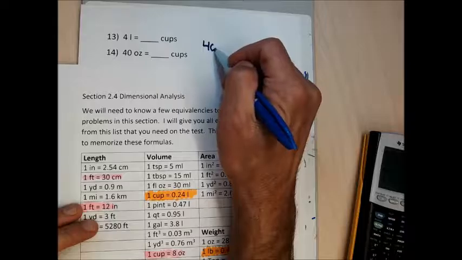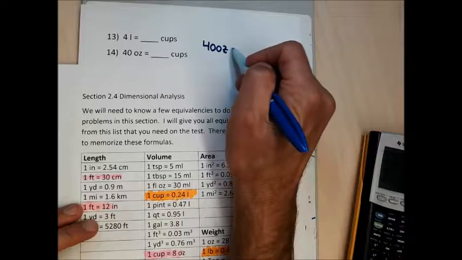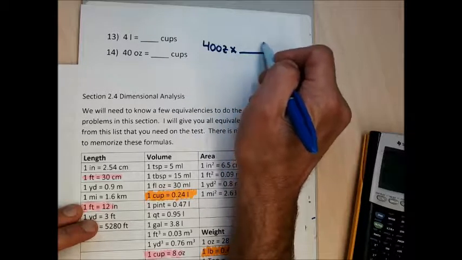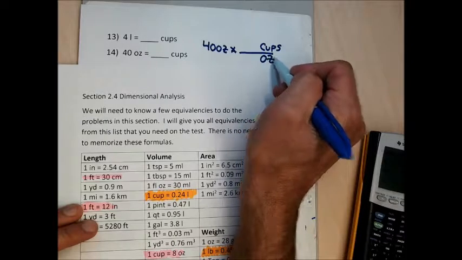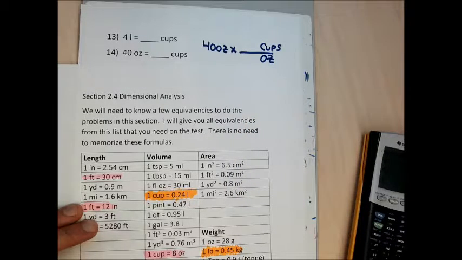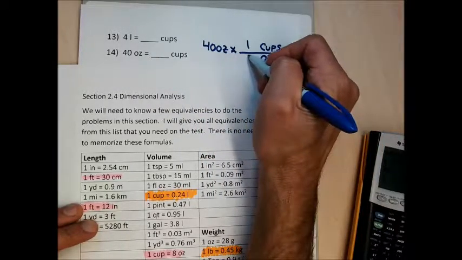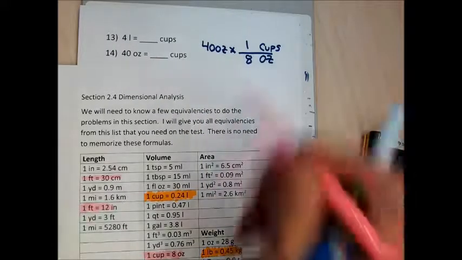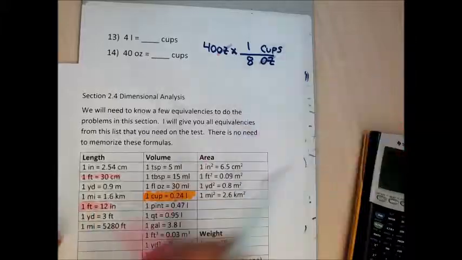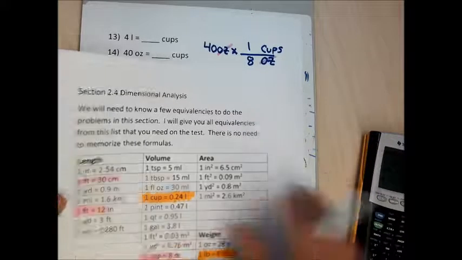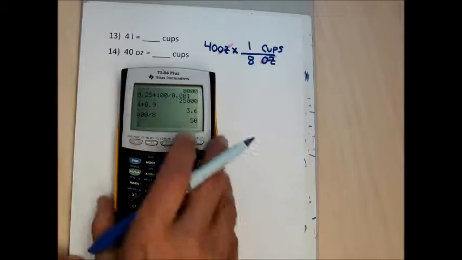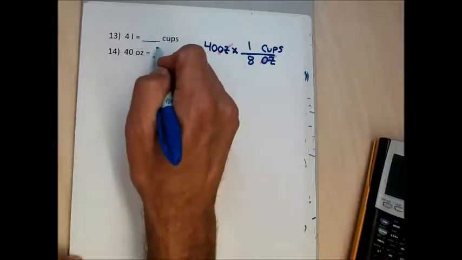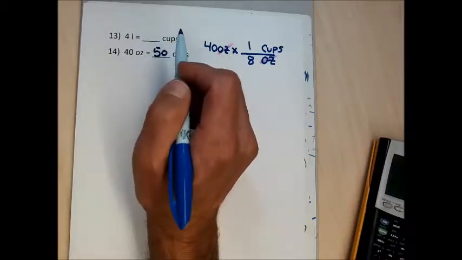So I'm going to go 40 ounces. My fraction is going to have cups in the numerator because I want to end up with cups, ounces in the denominator because I want to get rid of ounces. I'm going to put a 1 next to the cups and 8 next to the ounces. The units ounces is going to cancel, and then I'm going to go 400 divided by 8 and get 50. So for problem 14, I should get 50 cups.